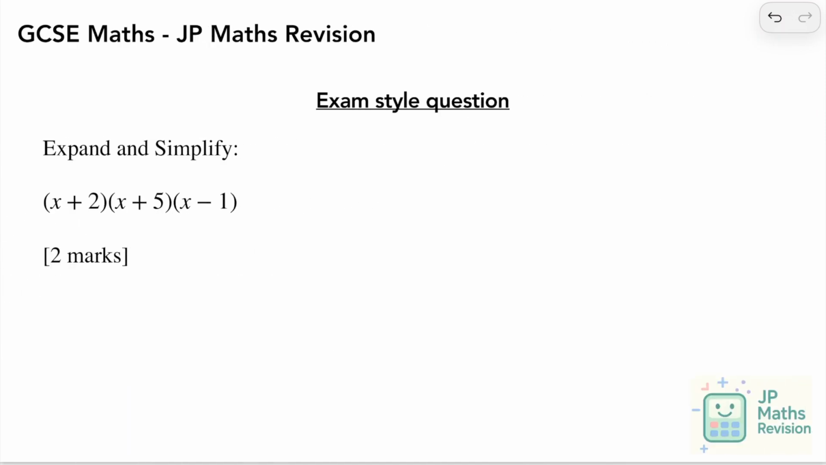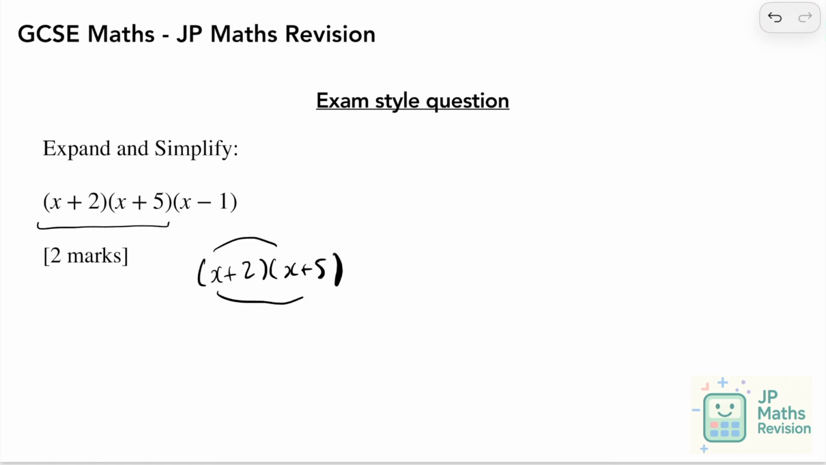So here's an exam style question on this topic. So the exam style questions on this topic are quite straightforward if you know the method. So we're going to expand and simplify x plus 2, x plus 5, x minus 1. So pick two brackets. So let's do the first two. So we have x plus 2 times x plus 5.